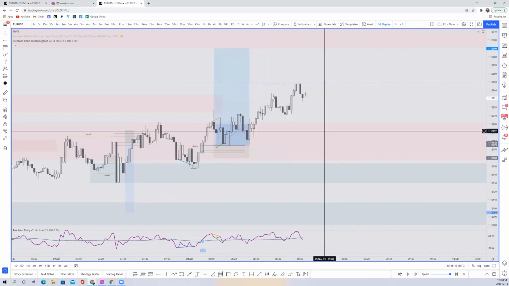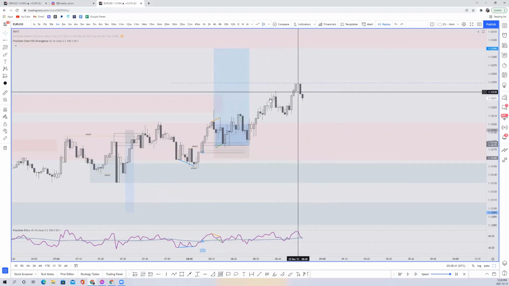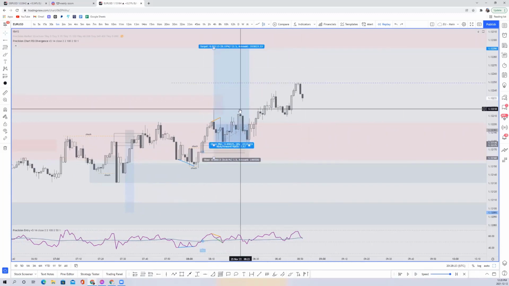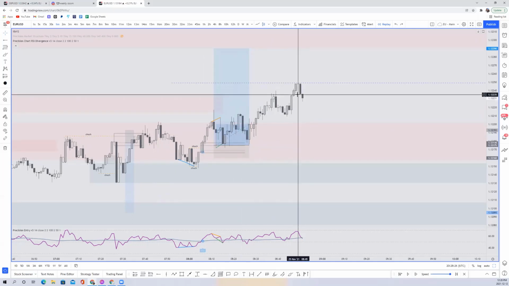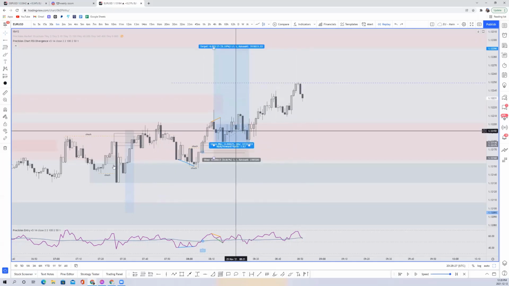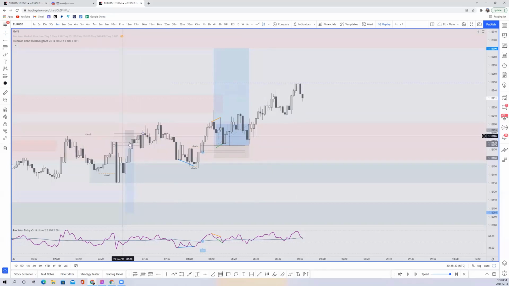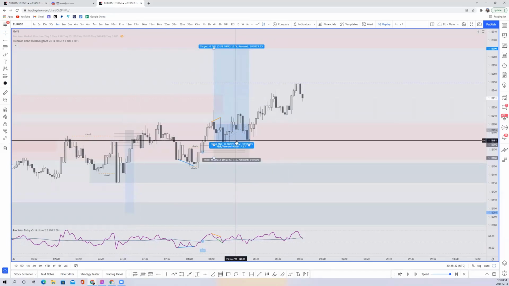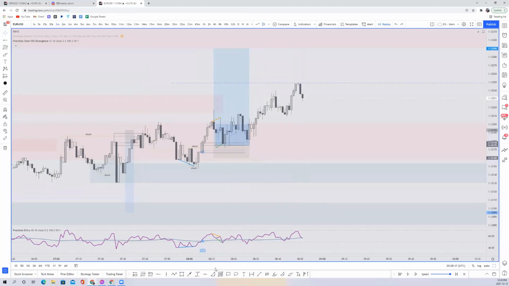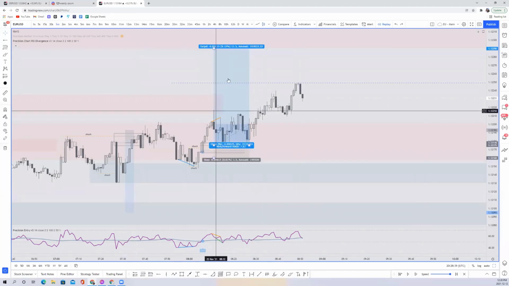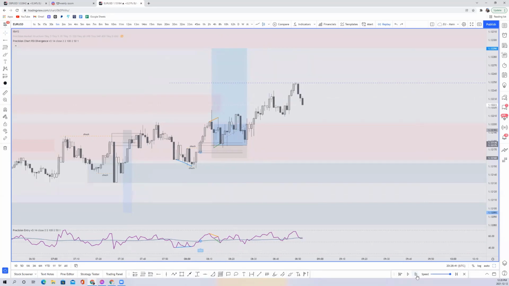So that's our 5R there. I would say I'd partial out 50%. So you're 2.5R on the day. However, you're covering a loss and you're covering 2 commissions. So you're just above break even for the day. But that's totally fine. You still have 50% left on.